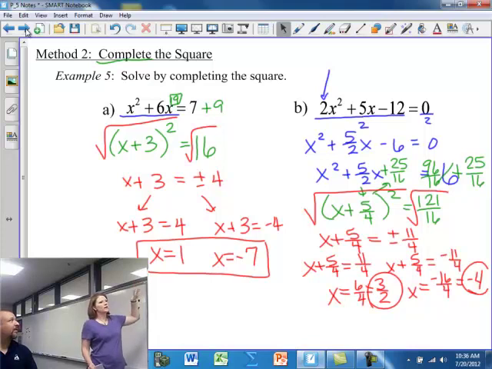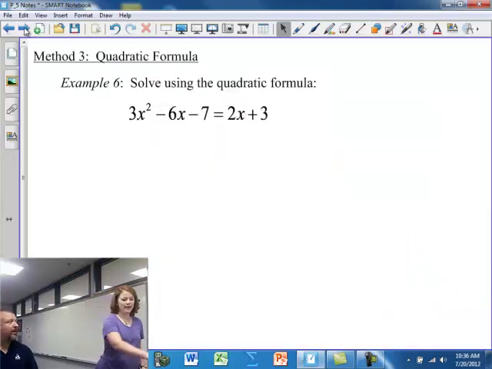If you want more, again, we'll go ahead and click on that link from earlier. And again, completing the square tends to be easier if the first number is 1. If it's not, it's not so bad. Just divide it. All right.